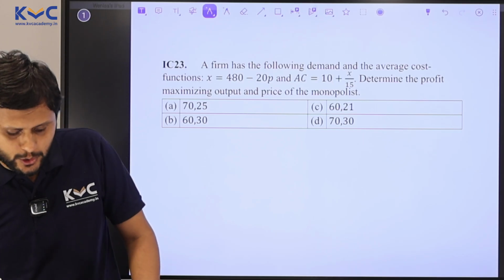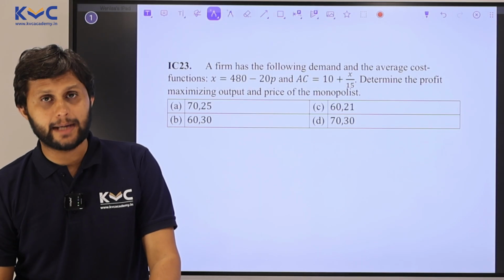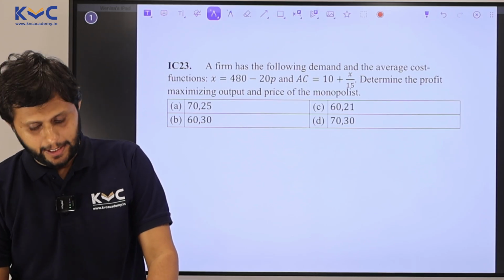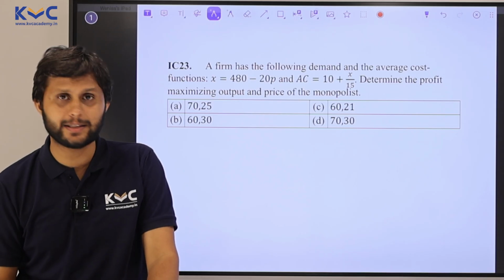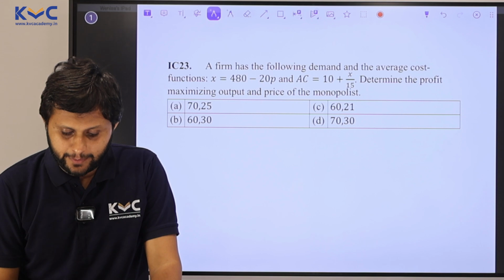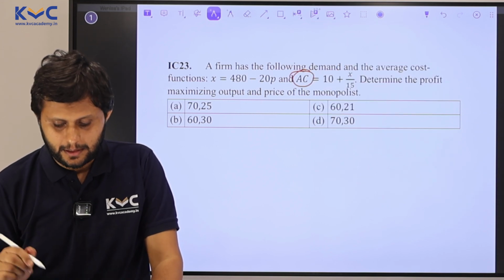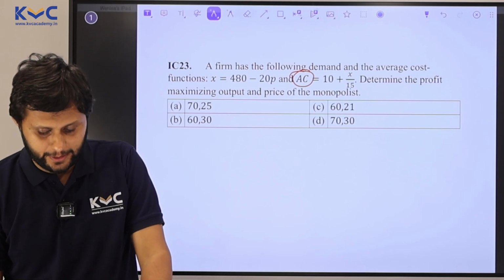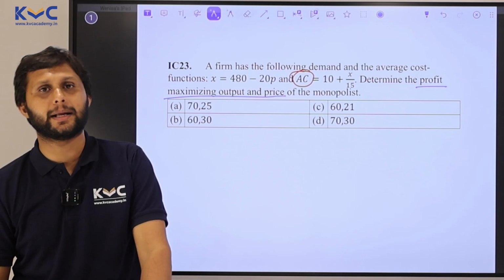We'll move on to the next question, question number 23. A firm has the following demand and average cost functions. X is equal to 480 minus 20P is given. Remember, we always have to write it as P is equal to if you want a revenue function. Average cost is also given to us: AC is 10 plus x by 15. Determine profit maximizing output and price.